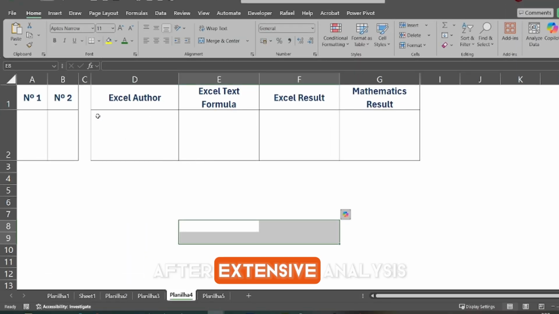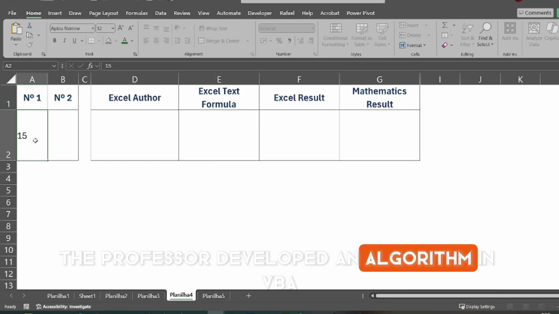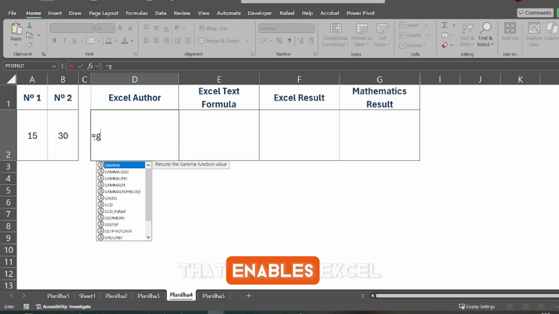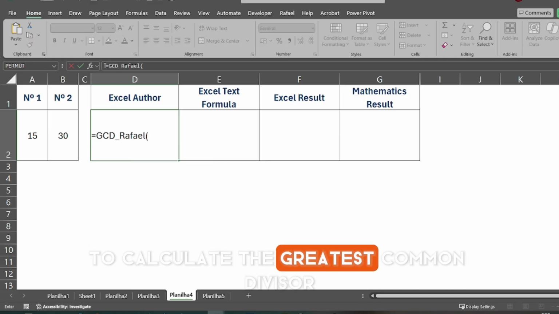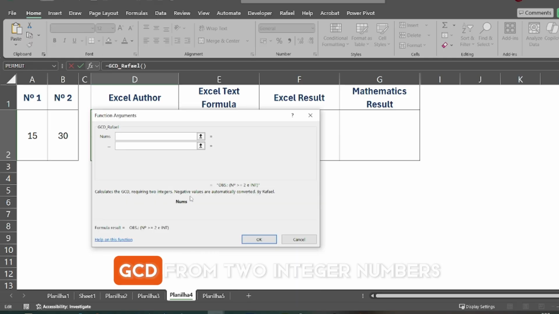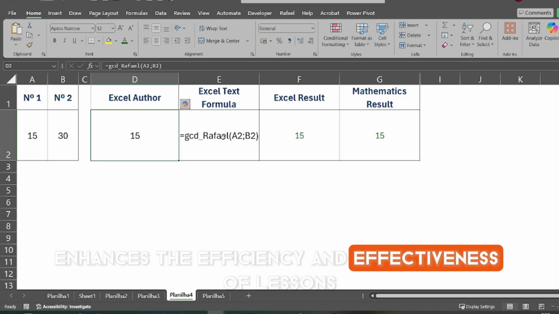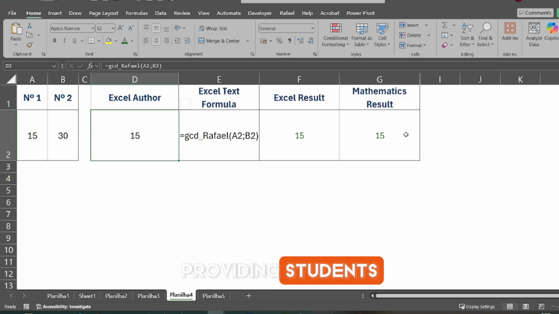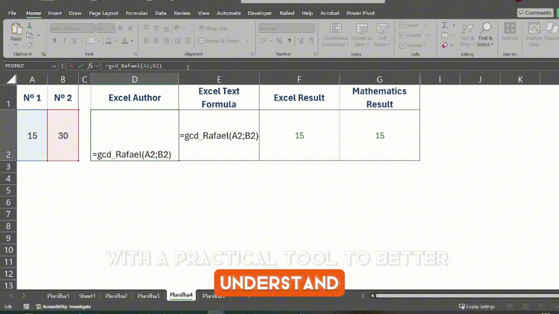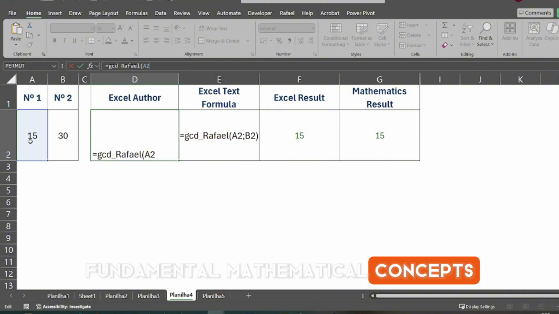After extensive analysis, the professor developed an algorithm in VBA that enables Excel to calculate the greatest common divisor, GCD, from two integer numbers. This implementation enhances the efficiency and effectiveness of lessons, providing students with a practical tool to better understand fundamental mathematical concepts.